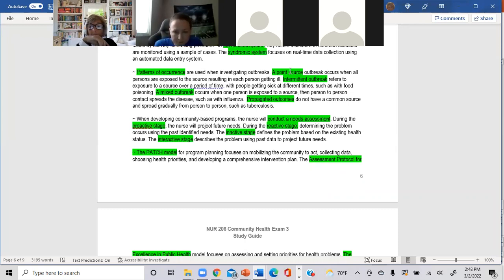Okay, what's an intermittent outbreak? Right, it's intermittent, refers to the exposure over a period of time when people might get sick at different times. And the example here is food poisoning. Okay, so, let's say there's a bad batch of chicken at a restaurant and it's served over 3 days. Okay, people get exposed to it over 3 days and people get sick at different times.